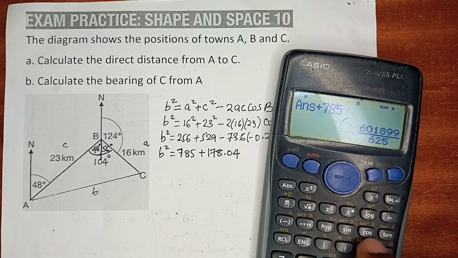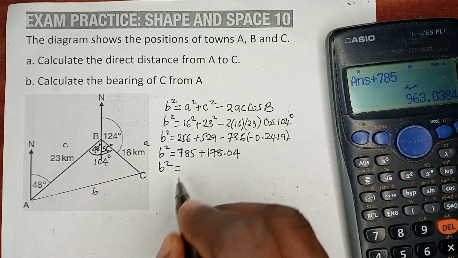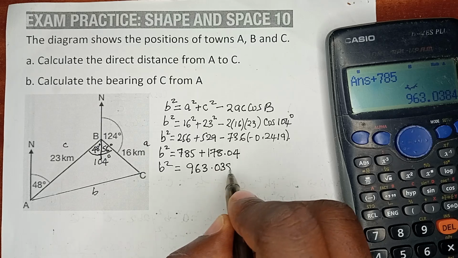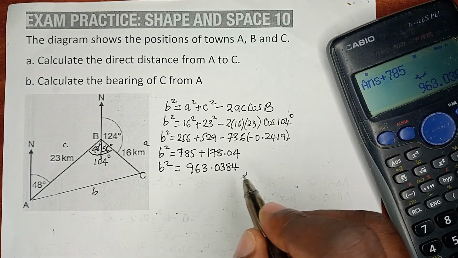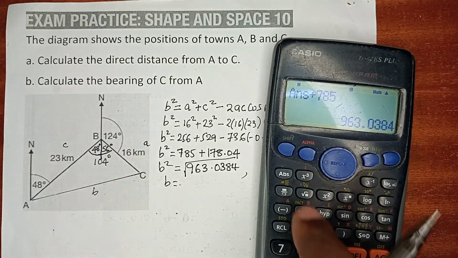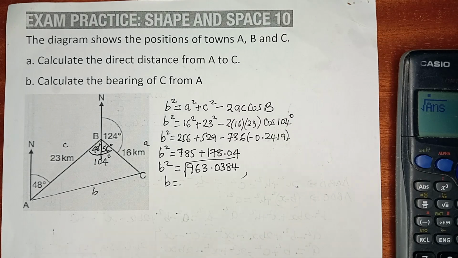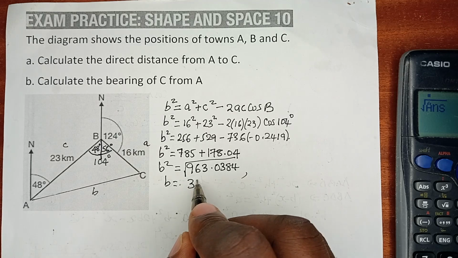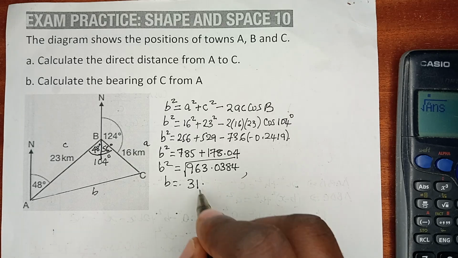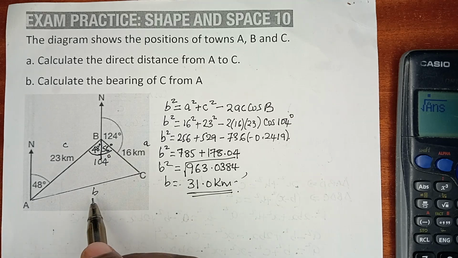This is still b squared, which equals 963.0384. So b becomes the square root of that, which is 31.0 kilometers. That is the size of b.